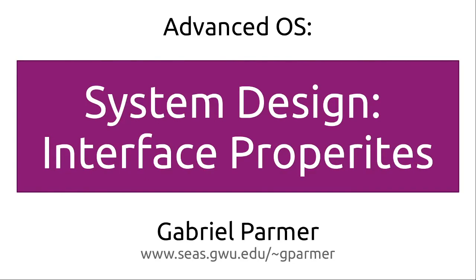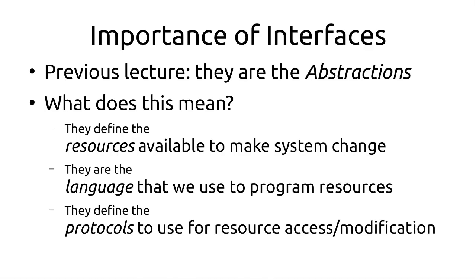Hello operating systems people, this is Gabriel Palmer, and today we are going to be talking about the properties that we can use to think about interfaces. There are a great many of these, and I do not go into all of them in this slide, but I go into many of them that you'll need to consider and think about when you talk about systems code.